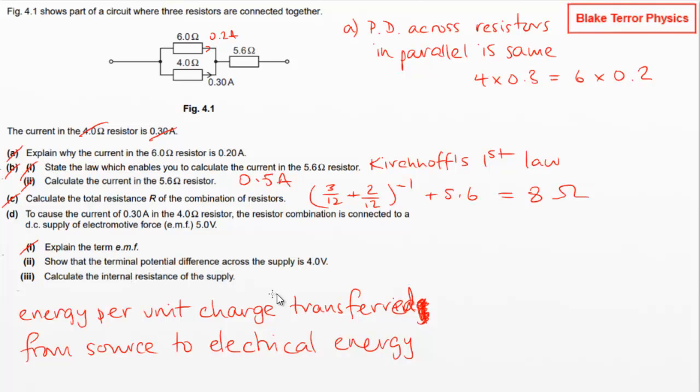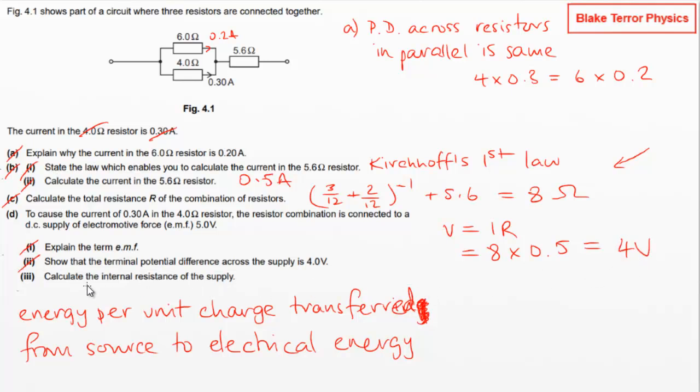Show that the terminal potential difference across the supply is 4 volts. We know we've got 8 ohms in the circuit and we know what the total current is. So if we do V equals IR, then V is going to be equal to 8 for the resistance multiplied by 0.5 for our current, which gives us a voltage of 4 volts.